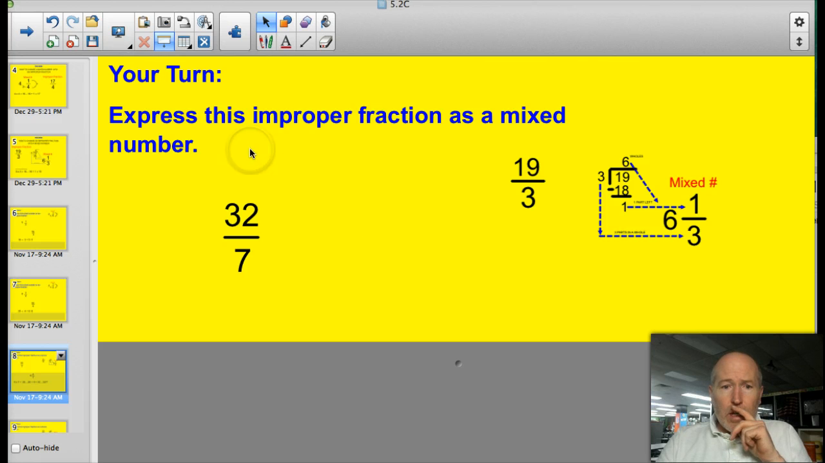We have express this improper fraction as a mixed number. Now I have 32/7. Express it as a mixed number, and I've left my example up here. Go ahead and try it.